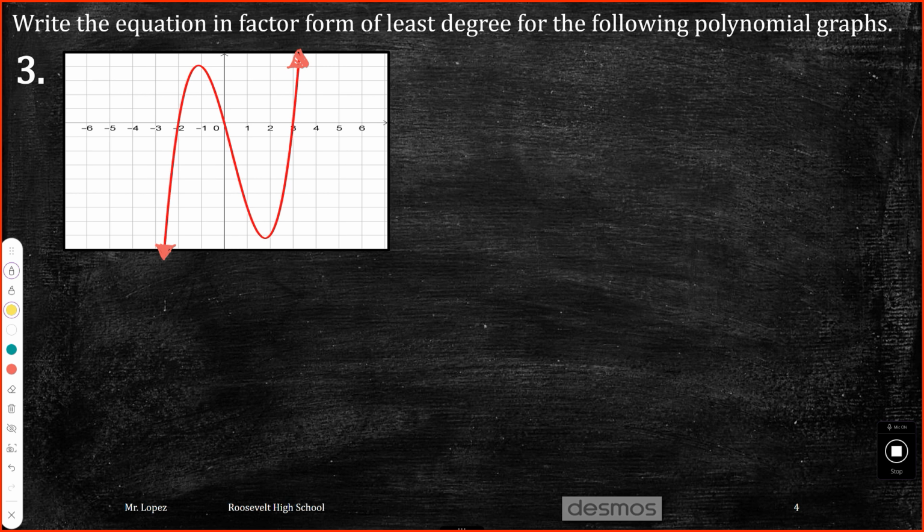What's the degree of this polynomial? It's a 3rd degree, isn't it? Yes, because it's like a sideways S, an N looking thing. So it's a 3rd degree polynomial, so it has to have 3 solutions.